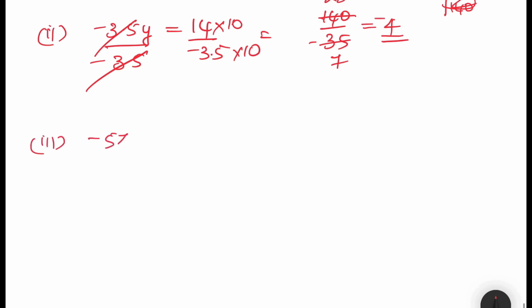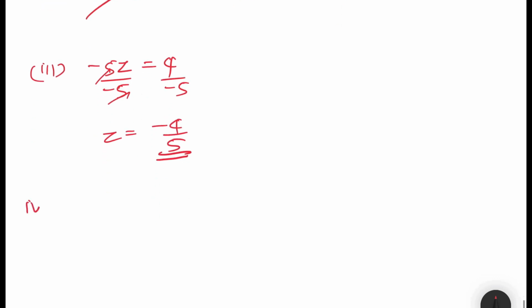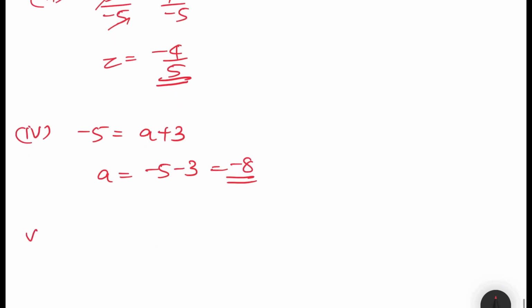Third sub question we have minus 5z is equal to 4. Minus 5, minus 5. So your answer is z is equal to minus 4 by 5. Fourth one we have minus 5 equal to a plus 3. So you'll get a is equal to minus 5 minus 3, that is equal to minus 8. Fifth one we have 2 is equal to p plus 5. p is equal to 2 minus 5 equal to minus 3.